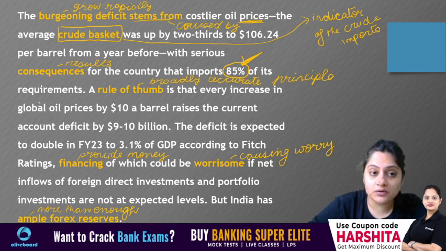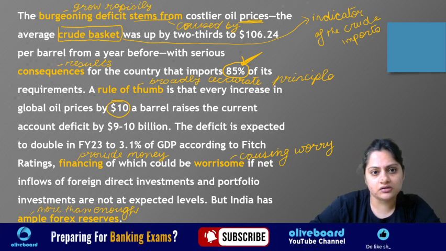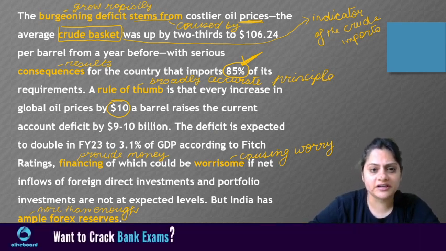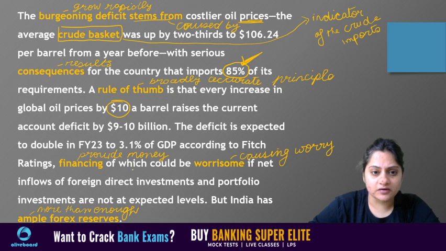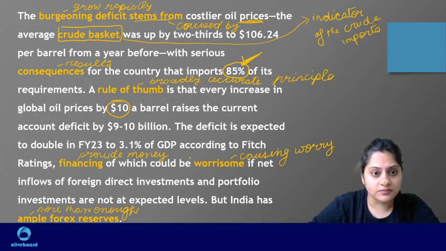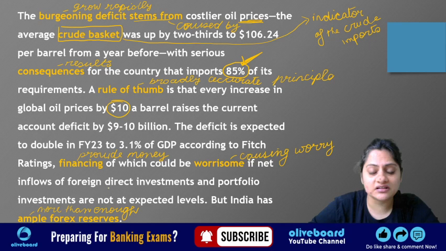Okay, if global prices increase by $10 a barrel, then what happens? The impact is on the CAD, the current account deficit. So the deficit is expected to double according to the rating agency, and providing financing for it could be worrisome. If you have to pay for that oil, it will be very worrying, because FDI and portfolio investments are not at the level at which we expect.